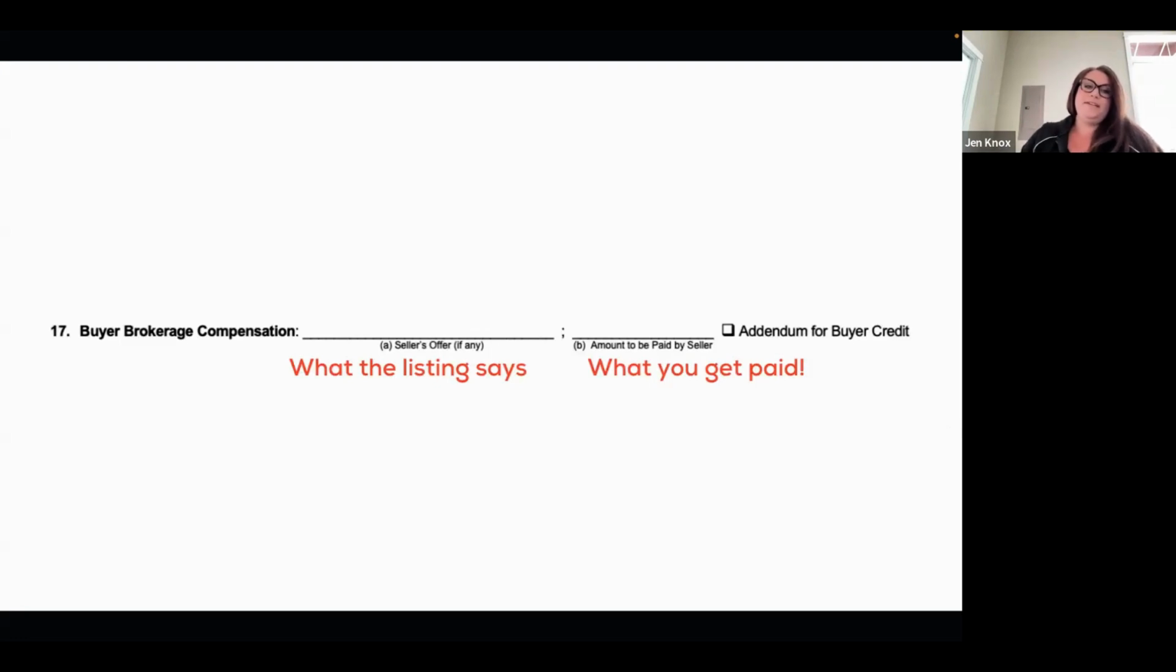Before we go into our specific examples, I just wanted to reiterate 17A is what the listing says. We are not changing that at all from what it says. If there's nothing listed, because now we do have the option of leaving it blank, you can write NA in the seller's offer, if any, because there was nothing written in there. Don't leave any of these spaces with nothing written. And 17B is what you get paid by seller. So A, what's being offered, B, what you're asking the seller to actually pay.